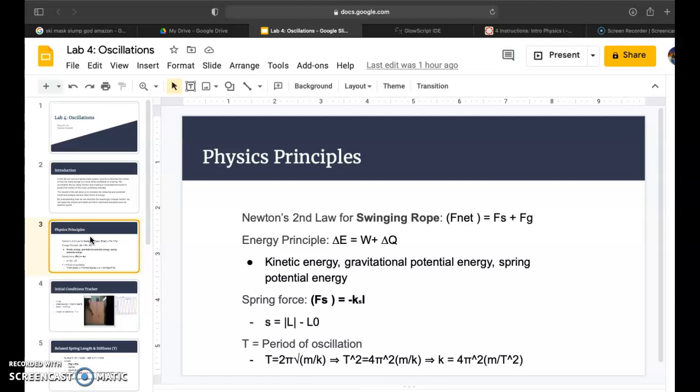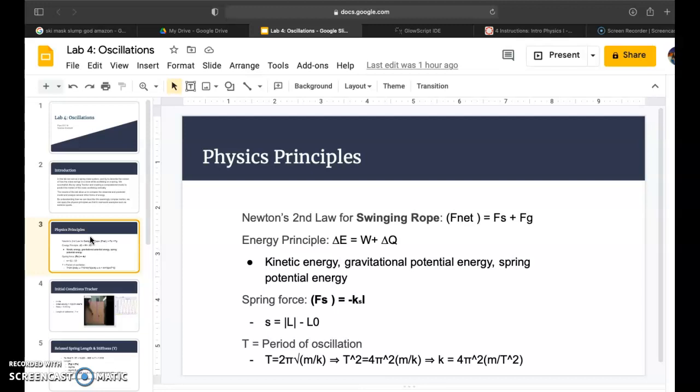So the physics principle that we'll be using is Newton's second law for the swinging mass, which is F net equals spring force plus gravitational force. And the energy principle is change in energy equals W plus change in Q, but we're ignoring change in Q because there's no exchange of thermal energy. And change in E includes kinetic energy, gravitational potential energy, and spring potential energy.